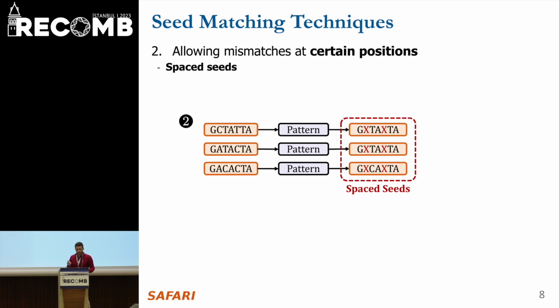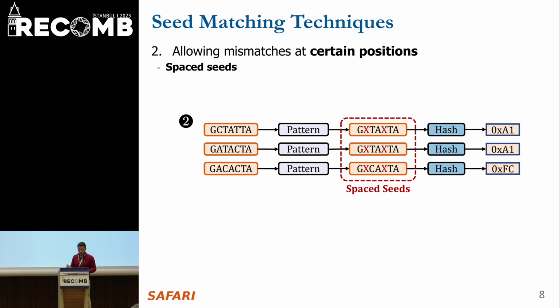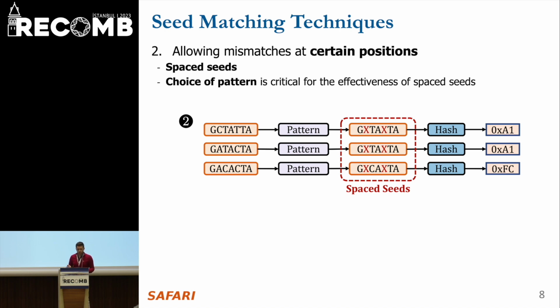And then again, similarly, they are hashed and then stored in the hash table. But what we do is that when we find a hash match, or a seed match, we find a match on spaced seeds, although these original sequences may not be matching exactly at certain positions. So the choice of pattern for spaced seeds is, of course, critical for the effectiveness of spaced seeds.